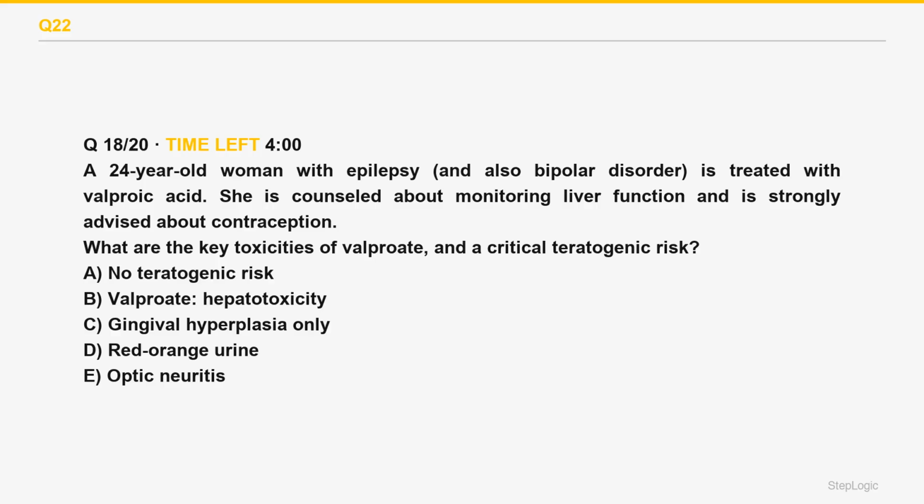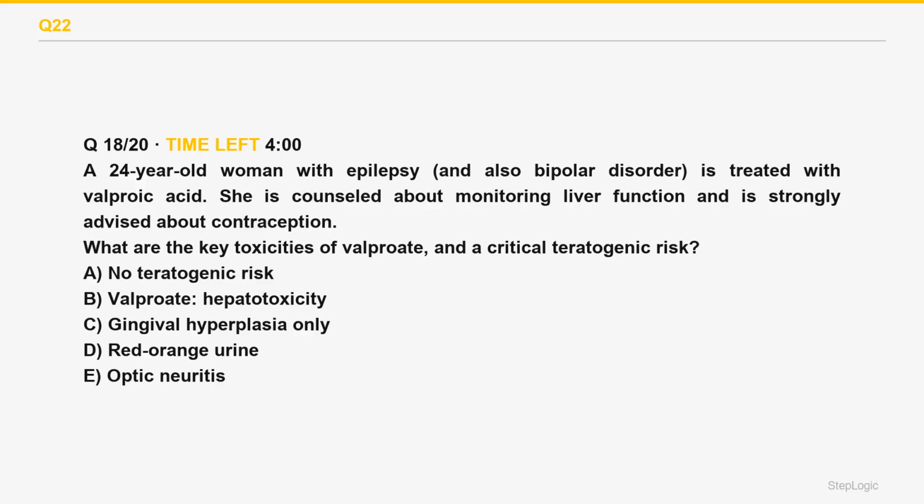What are the key toxicities of valproate and a critical teratogenic risk? A 24-year-old woman with epilepsy and also bipolar disorder is treated with valproic acid. She is counseled about monitoring liver function and is strongly advised about contraception. Read the command: key toxicities and teratogenic risk.